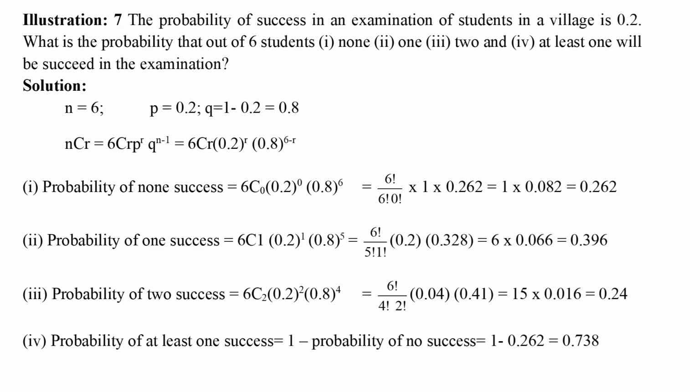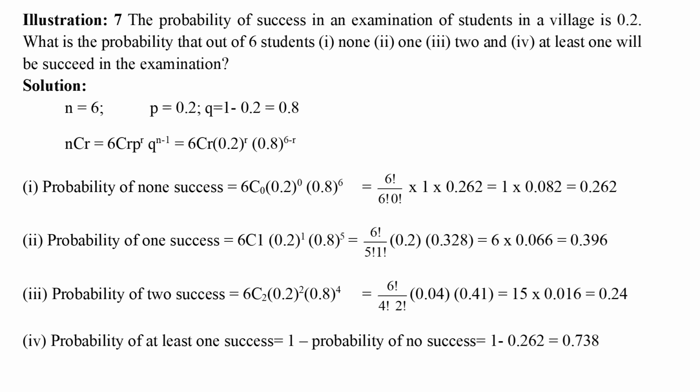Illustration 7. The probability of success in an examination of students in a village is 0.2. What is the probability that out of 6 students, I, none, II, 1, III, 2 and IV, at least 1 will succeed in the examination? Solution. N equals 6, P equals 0.2, Q equals 1 minus 0.2 equals 0.8. I. Probability of no success equals 1 by 0.082 equals 0.262.